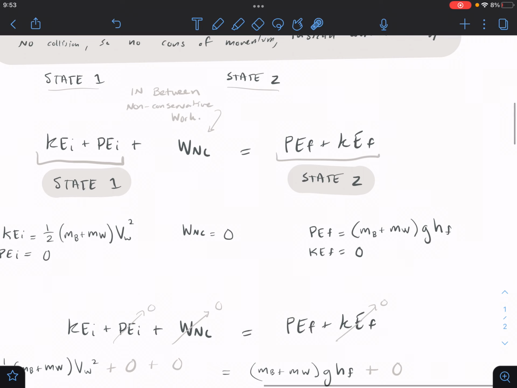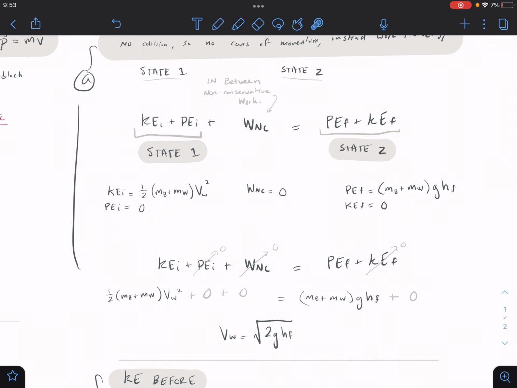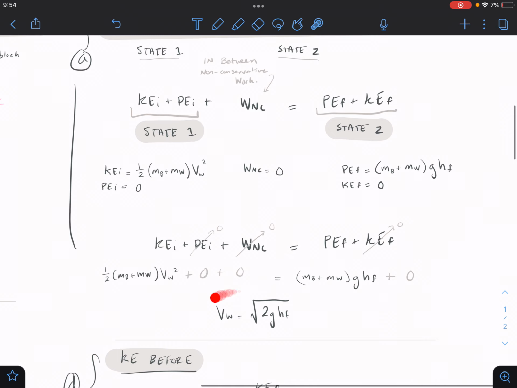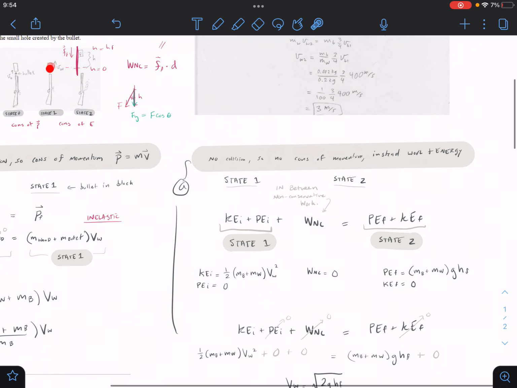For potential energy at the end, it's going to be raised a certain height, and there's going to be no final kinetic energy. It's just going to hit its maximum height. So then we plug everything into our general expression. This side is equal to this side because we have a lot of zeros, and we can solve for the velocity of the wood, which is the velocity of this object when they're stuck together right at the beginning. So this is that initial velocity of the wood, and then it goes up a certain height.